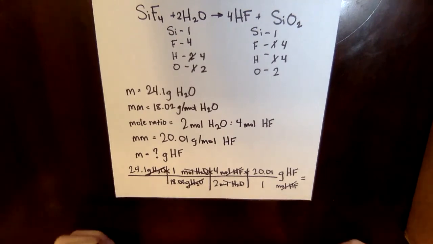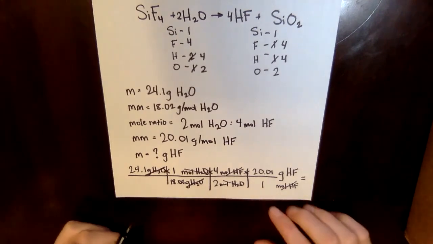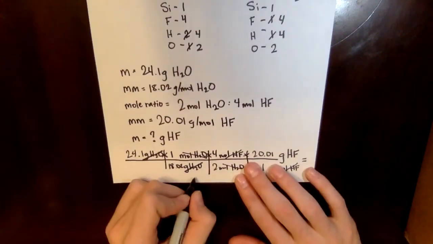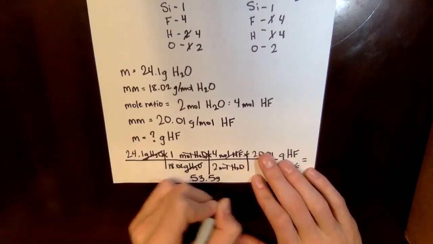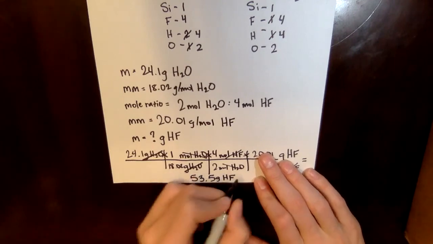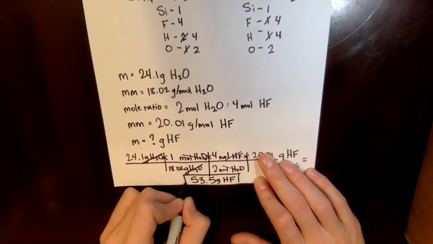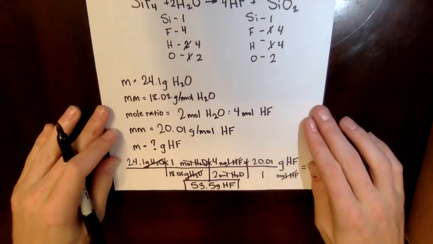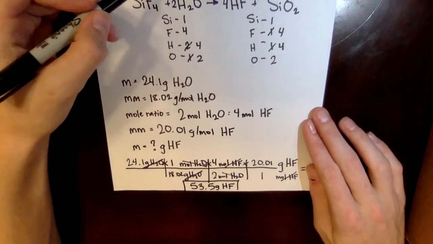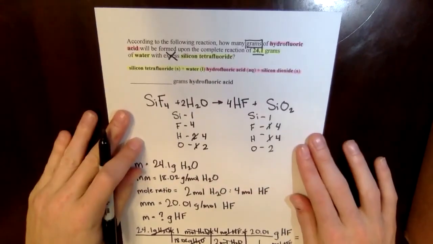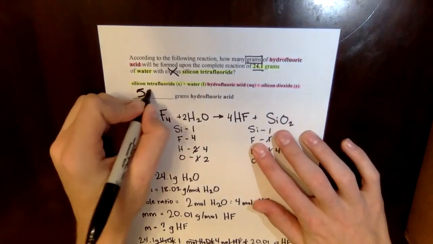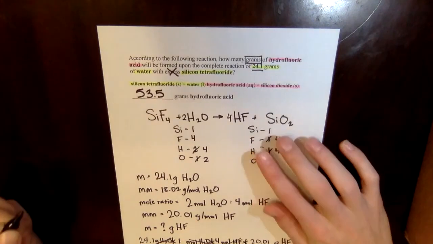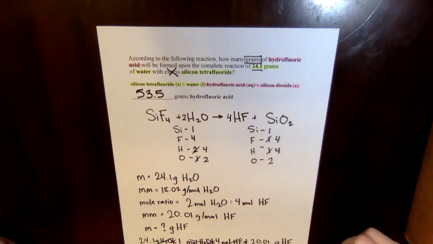If I complete those calculations, then I end up with a total of 53.5 grams of hydrofluoric acid. And that is our total grams of hydrofluoric acid, which if we look up here is exactly what our question was looking for. So I can fill in 53.5 grams of hydrofluoric acid.